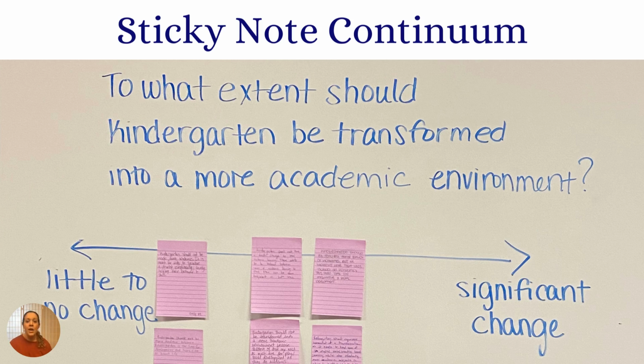And then for the second half of class, I have students work with their partner or small group to write a claim. So I write the prompt in the form of a question on my dry erase board, and I make a continuum, the double-sided arrow there. So you can see in this example, it says, to what extent should kindergarten be transformed into a more academic environment? So on one side, we have little to no change, and on the other side, we have significant change. I have students write a claim or a thesis in response to the question.